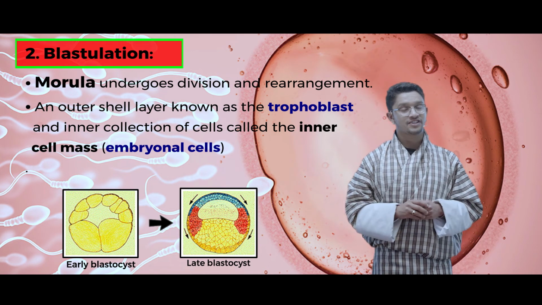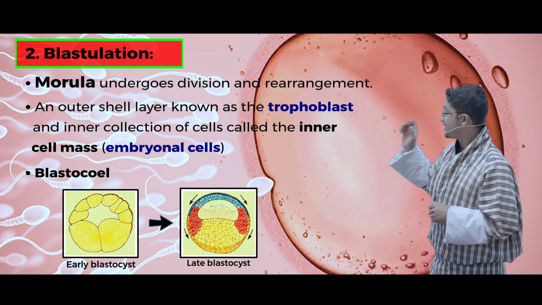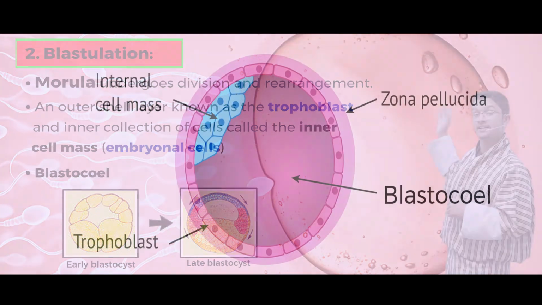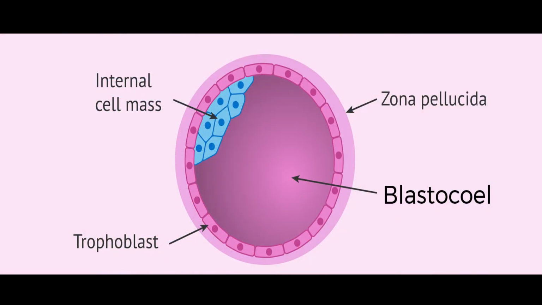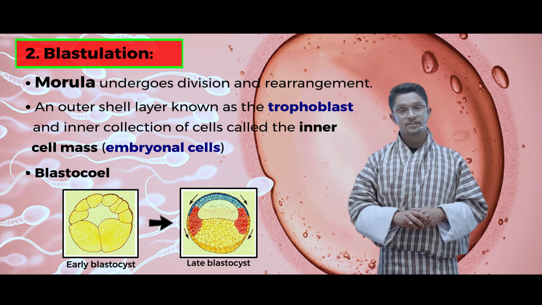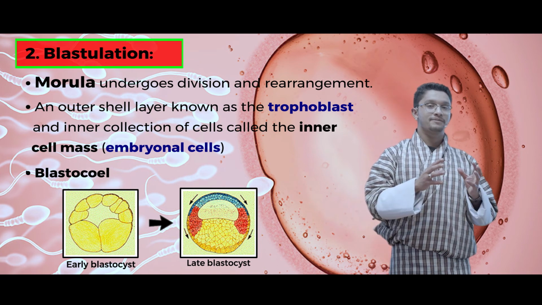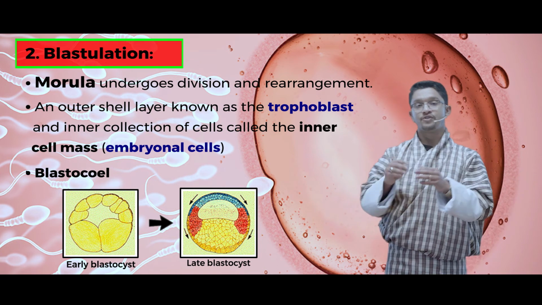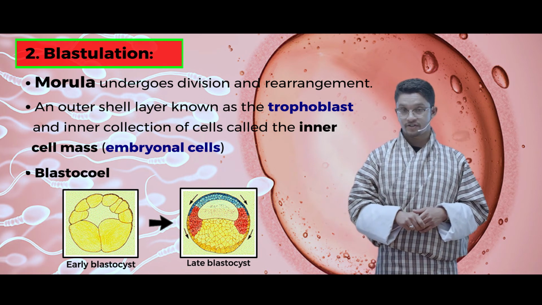They get arranged as shown in the picture. The outer layer of cells covers everything, and the inner mass of cells moves to one side, and a big space is created, which we call the blastocoel. More or less at that stage, the blastocyst has reached the uterus.